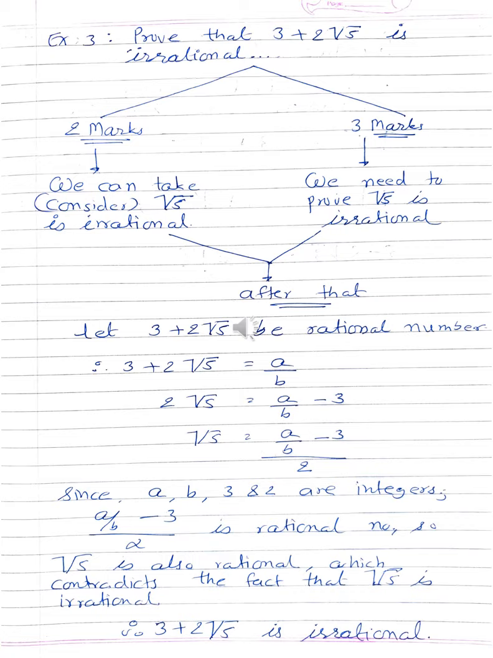But root 5 is actually an irrational number. So it contradicts the fact that root 5 cannot be equal to (a upon b minus 3) whole upon 2. It means 3 plus 2 root 5 is an irrational number.